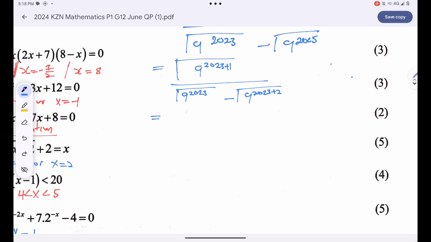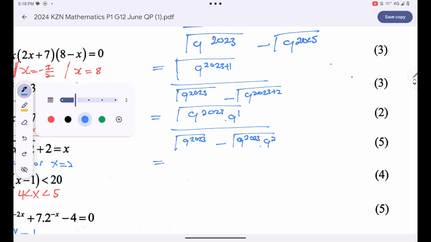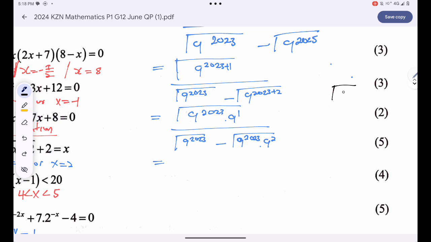Right now, I'm going to reverse this rule. If my exponents are adding, it simply means that my bases were multiplying. So inside the bracket, I simply had 9 to the power 2023 multiplied by 9 to the power 1, all over 9 to the power 2023 minus 9 to the power 2023 multiplied by 9 to the power 2. Are you together? There's another rule: if you have two things multiplied under a square root, you can simply separate them, the square root of A multiplied by the square root of B.